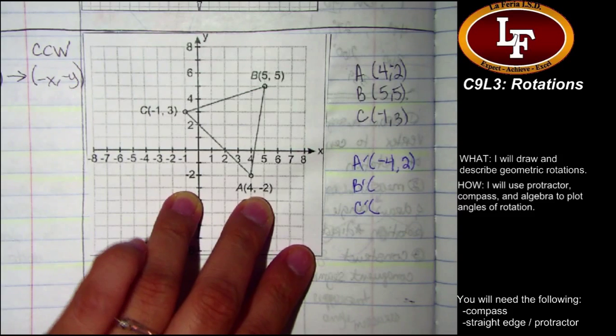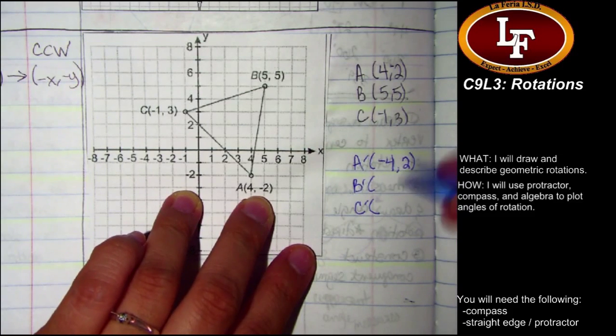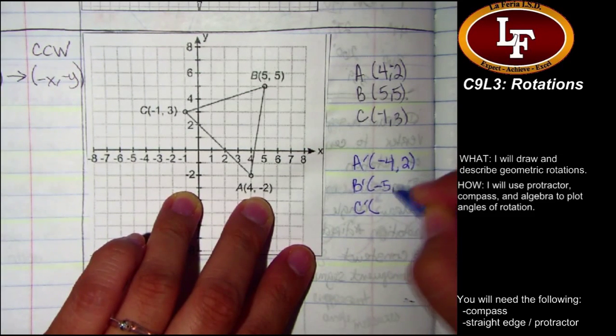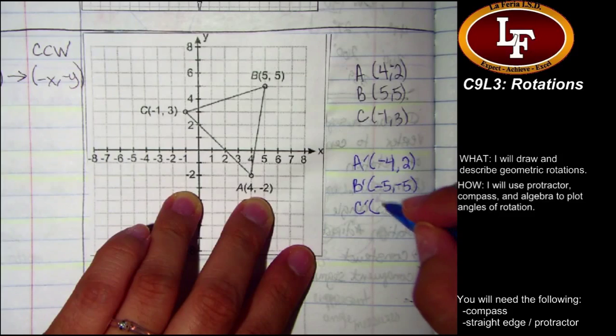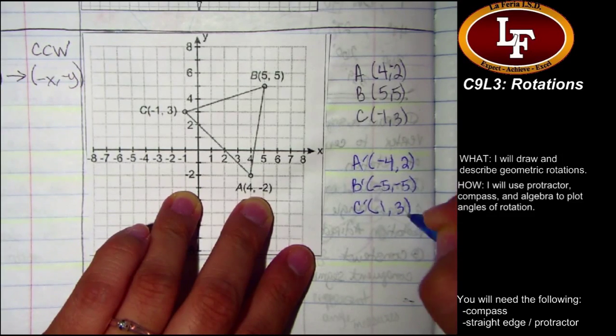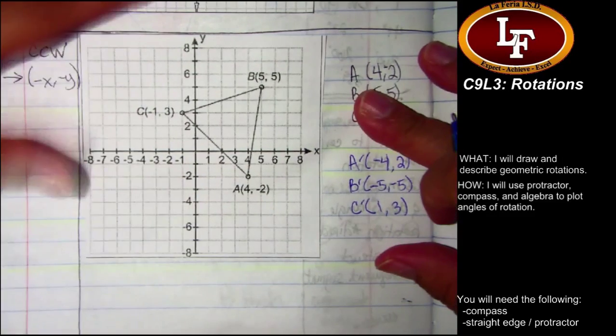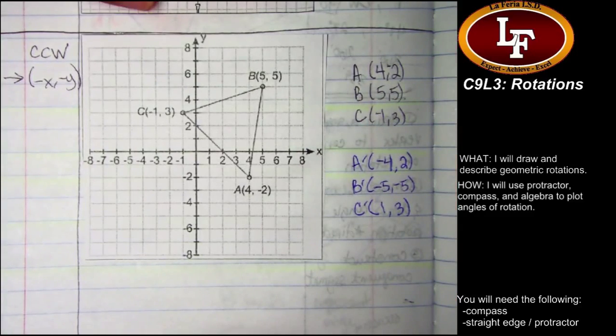So what was B prime? B prime would be -5, -5. C prime? Negative 1, negative 3. -1, -3? Oh, yeah, the one's already negative. So just change the sign. All right, graph it.